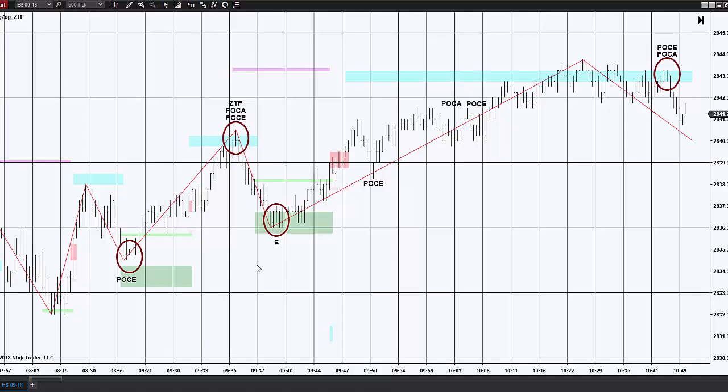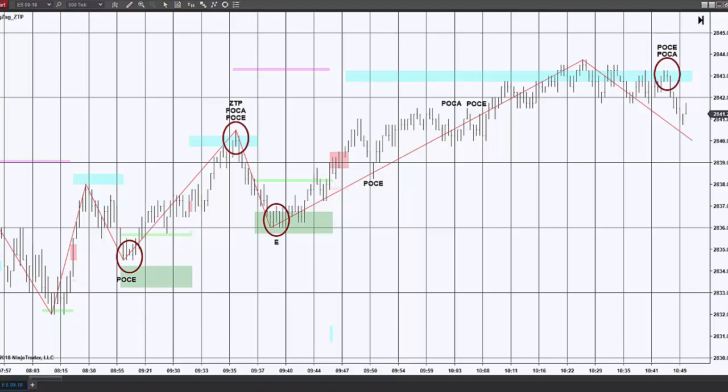What you see on this chart is I have placed the areas of the trade in the circles, and I have put a notation about what the ZoneTrader Pro order flow indicator was giving at that period of time. If you see POCE, that is point of control extension, POCA, point of control absorption, and ZTP is the ZTP order flow signal. And an E all by itself means all we did was create an extension zone.